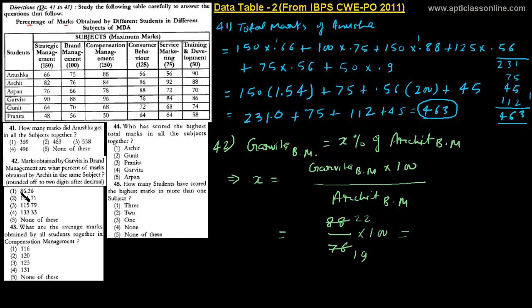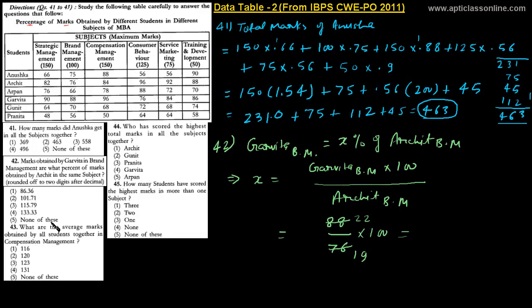So approximate, round after 2 digits after decimal. If you look at the options, if it is 22 divided by 19 into 100, it must be more than 100. It is more than 100, but in the options, option 5 none of these is given, so we will have to calculate it, because it is given in the question that it is rounded off to 2 digits after decimal.